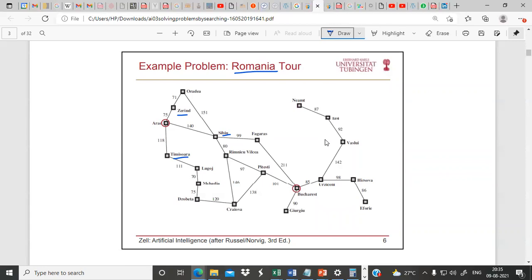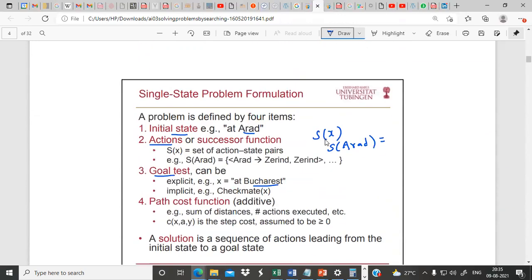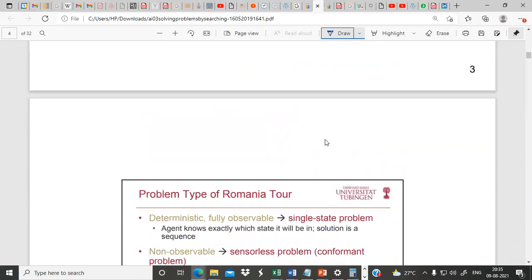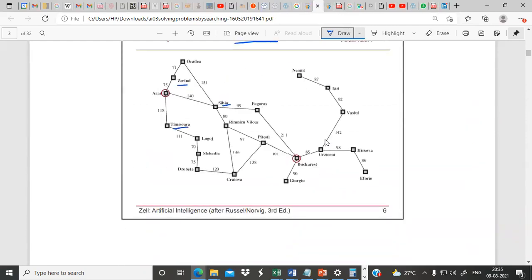Similarly, there are many functions available which the agent can apply. We'll be discussing other actions later. Say, for example, there is an action available for the agent to check from Timisoara. Say currently the agent is in Arad, but his ultimate aim is to reach Bucharest.